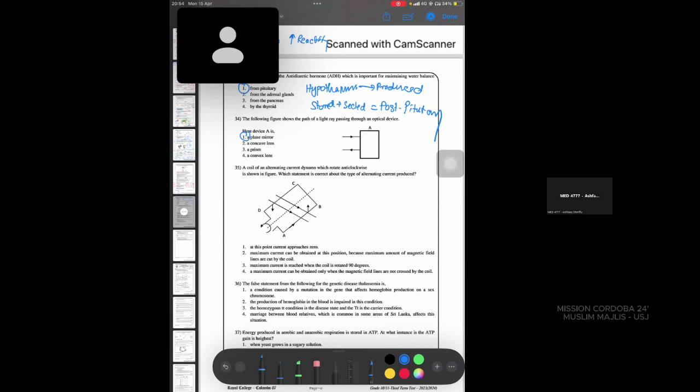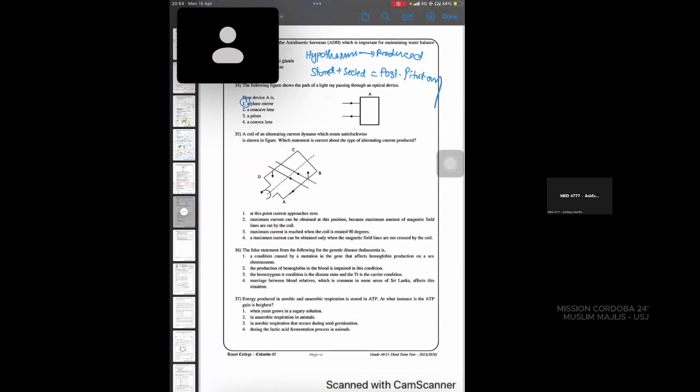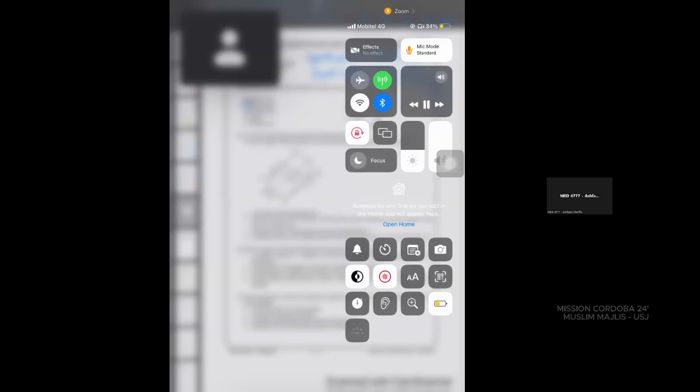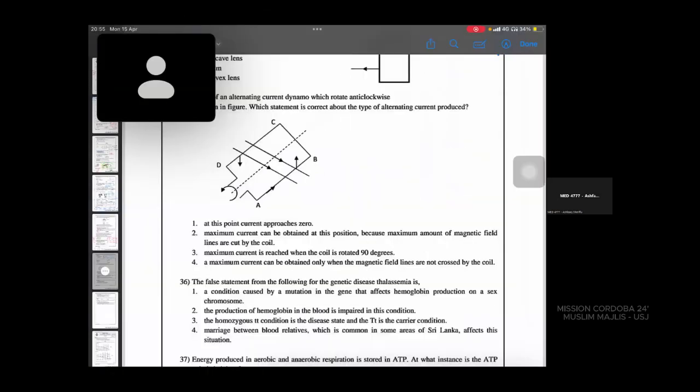35. Coil of an alternating current dynamo which rotates anticlockwise is shown in the figure. Which statement is correct about the type of alternating current produced? Right. So here there is a small theory. Wait, I'll tell you the theory very easily.